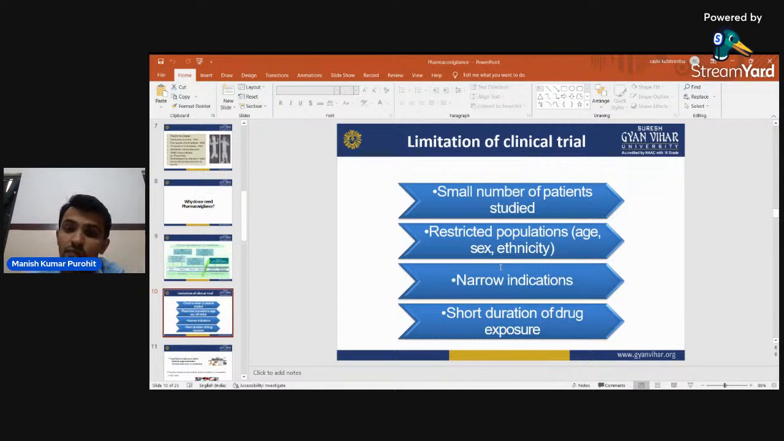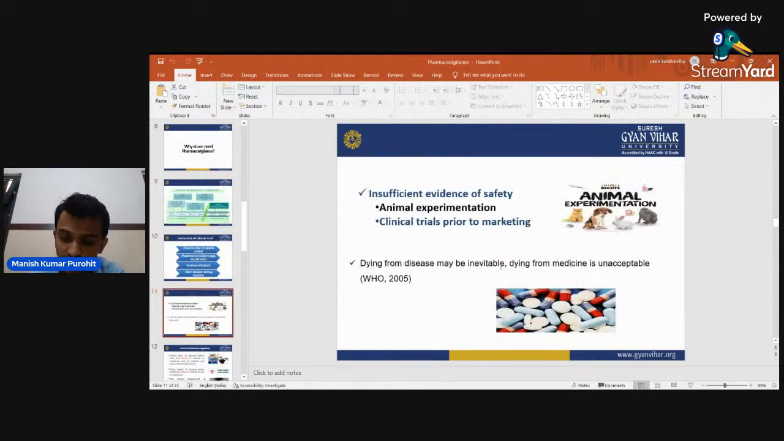That's why we need pharmacovigilance, because we didn't find any adverse effect in clinical trial phase two and phase three. So that's why we need the clinical trial phase four. It is called pharmacovigilance. We don't have enough data in animal experiment data and clinical trial data.